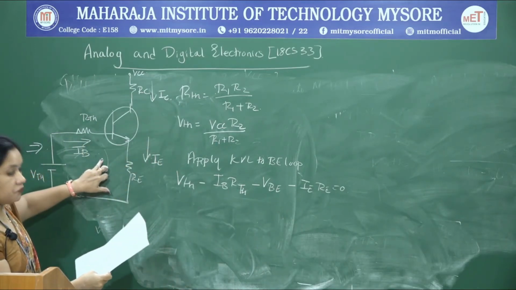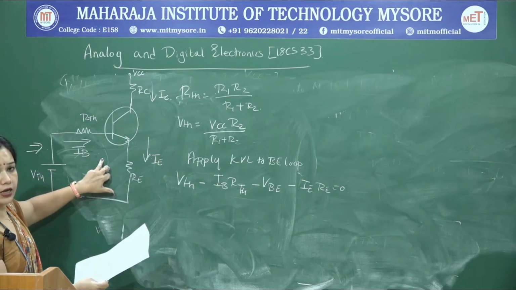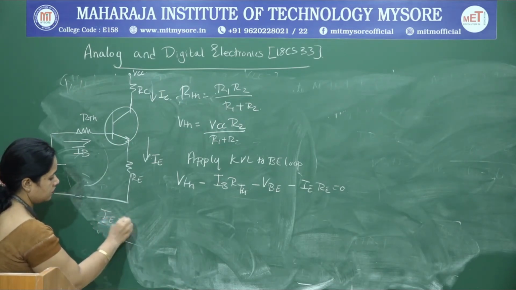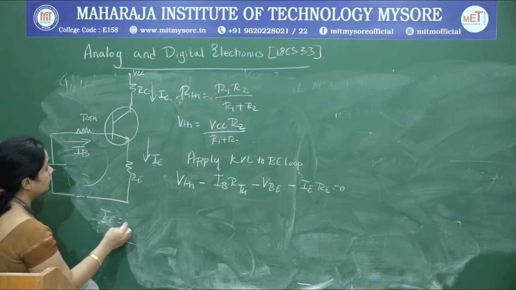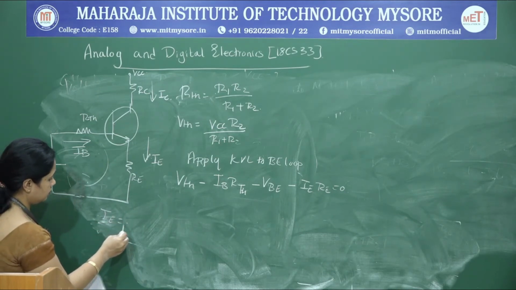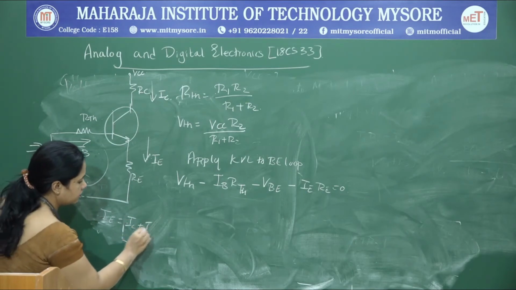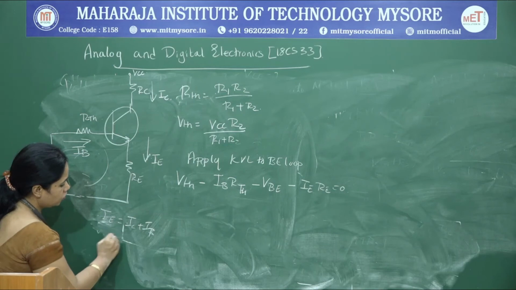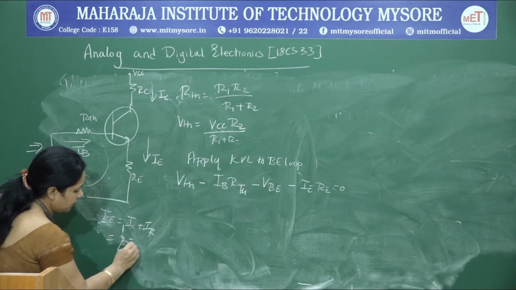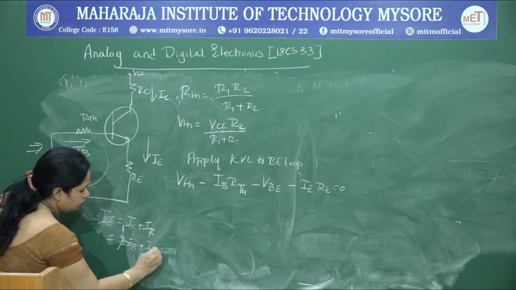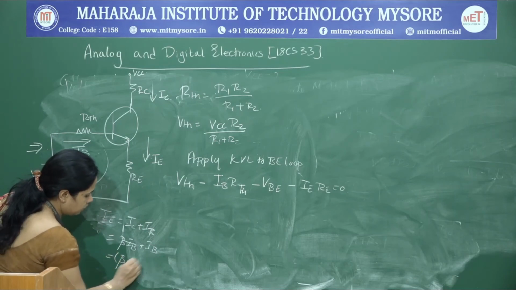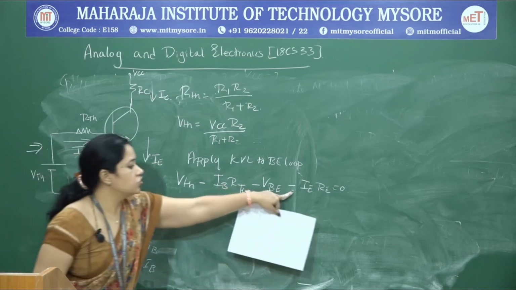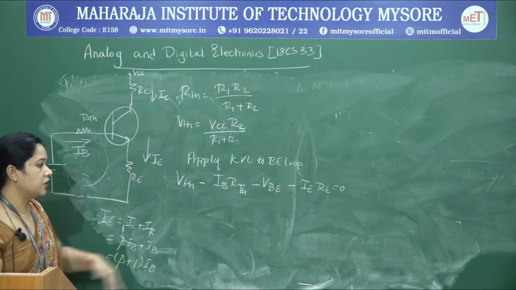IE is 1 plus beta into IB. So, IE is what? IC plus IB. If you ignore IB as 0, it is going to be IC. So, IC is beta into IB. So, if you take IB common, it is beta plus 1 into IB. I substitute this in here. So, IE is going to be beta plus 1 into IB.